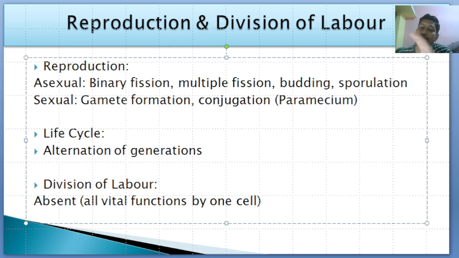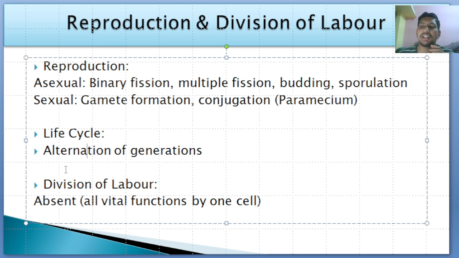Continuous sexual reproduction will not take place. So here one time asexual reproduction is followed by sexual reproduction. That phenomenon is called alternation of generation. A best example you can ask me: plasmodium. So plasmodium is the best example of a protozoan showing this type of life cycle.